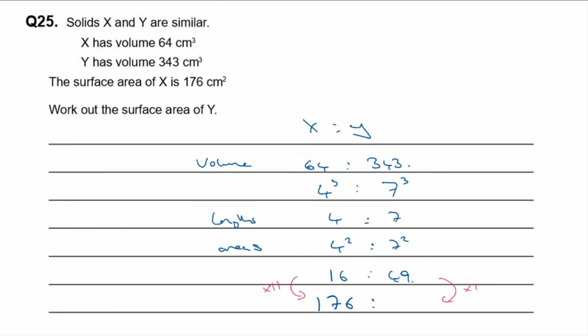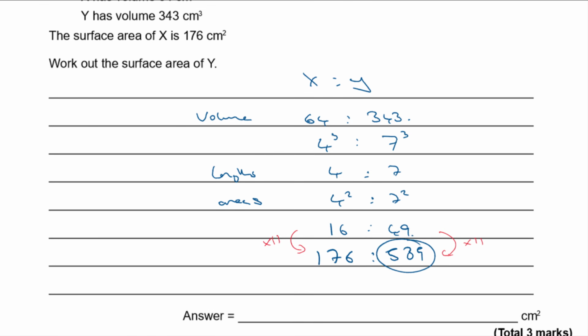So if I times this one up by 11, so 10 49s would be 490, and another 49 would be 539, I believe. Okay, so then that is going to be my surface area for Y then, 539. So that's my answer, 539.